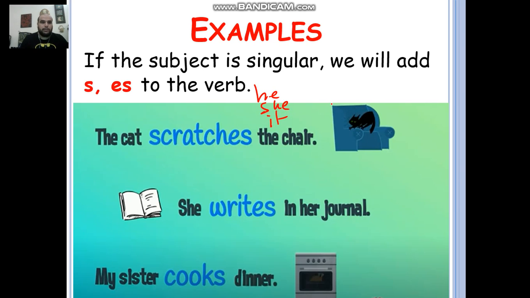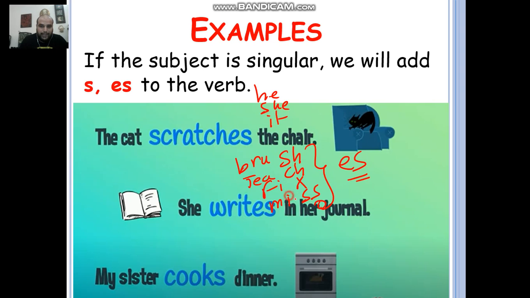When am I going to add s, teacher, and when am I going to add es? Whenever you have a verb which ends with sh, ch, x, double s, or o, please add es with he, she, it. For example, brush, brushes; teach, teaches; fix or mix, mixes; miss or kiss, misses; go or do, goes. Pay attention. You're going to have this in the exam.